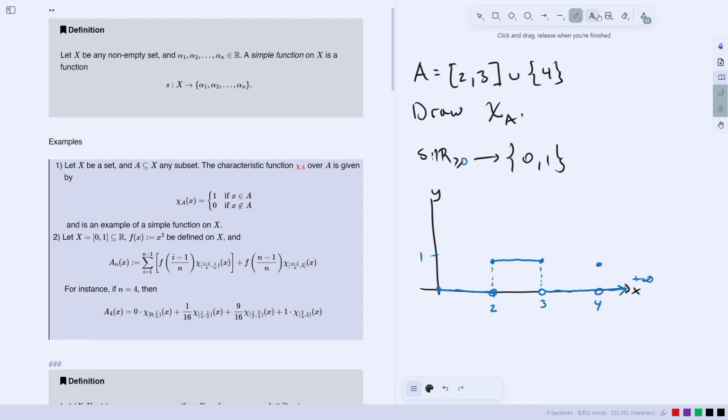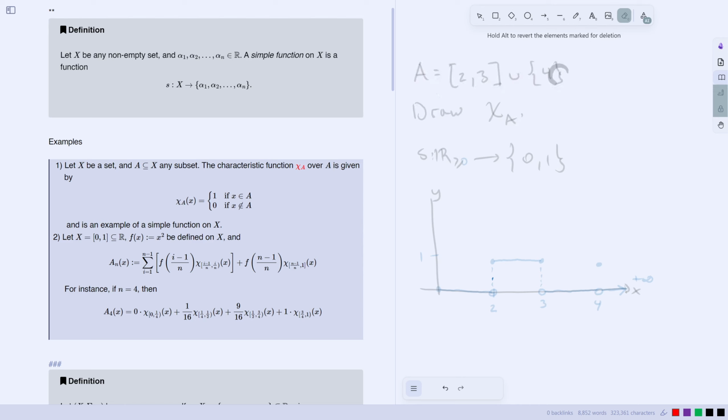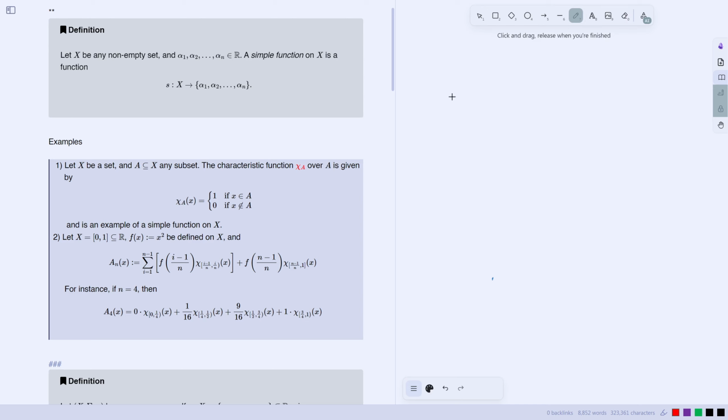Now, why bring up the characteristic function now? Well, as it turns out, you can actually view every simple function as a linear combination of characteristic functions. What does that mean? Well, let's see. I'm going to start with a simple function S going from X to some finite number of real numbers. Let me define A sub j as the preimage of alpha j under S. So A sub j is everything in X that maps to the real number alpha j.